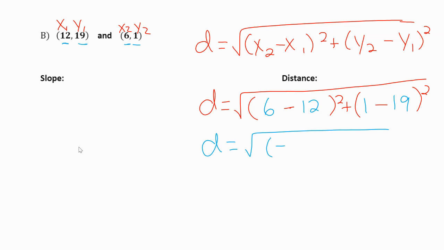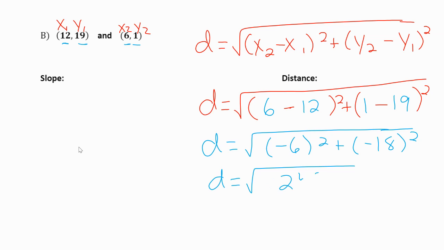So we'll have here negative 6 squared plus negative 18 squared. Remember, when you square, you're going to get a positive value. So when we square that, we're going to get 36, plus 324. We're then going to put those together and get the square root of 360.